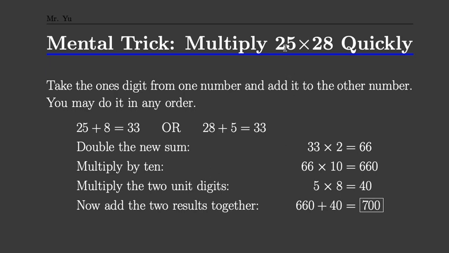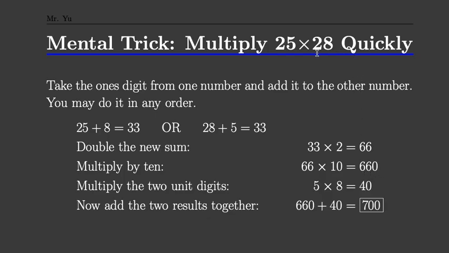Let's talk about a mental math trick where we multiply 25 times 28 quickly. So we take the ones digit, which is 8, and add it to the other number. So 8 plus 25 is 33. Or we could take the 5 and add it to 28 and we get 33. Anyway, you take that 33, you times it by 2, and it equals 66. Then 66 times 10 is equal to 660.